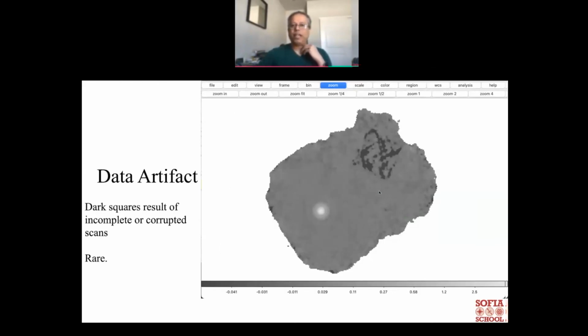The other artifact you see is in imaging mode, and this is basically where the telescope did not scan very well. There were some issues with the telescope. Again, in this case, it's a rare occurrence. This doesn't happen often, but this is a point source, so I don't really care about what happens here. But if you had an extended source, then it makes life harder. So you'll have to either ignore this part or just use the good part of the data.